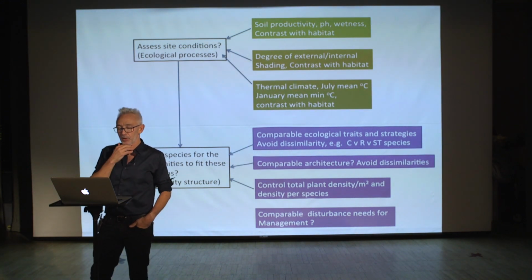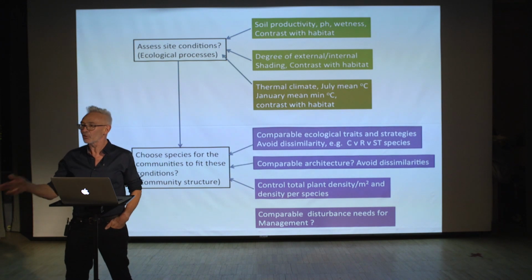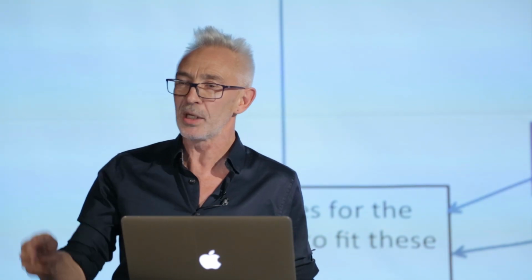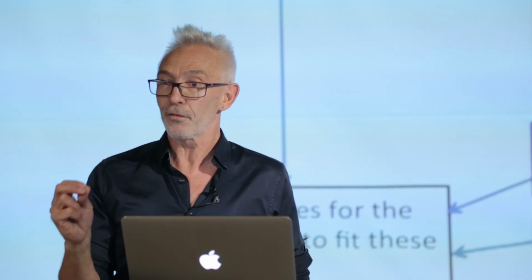So we want to know all those sorts of things. And then secondly, we want to know how you can pick species which will fit those conditions. And thirdly, how those species will interact and compete with one another. Because when you make communities, it's all about competition between species, and there is no ringmaster there to manage that competition in a thoughtful, intelligent way.